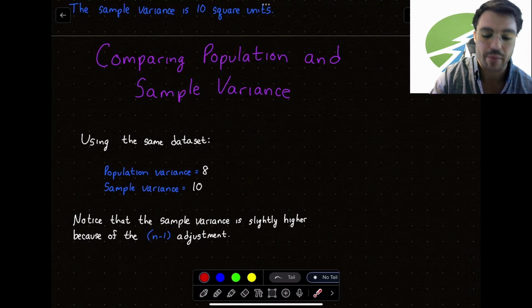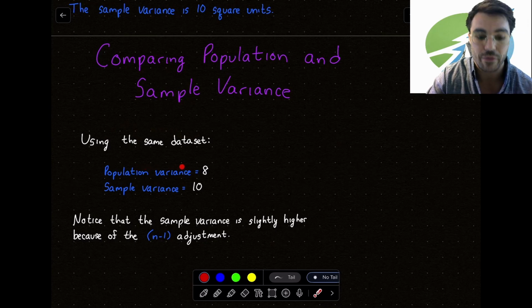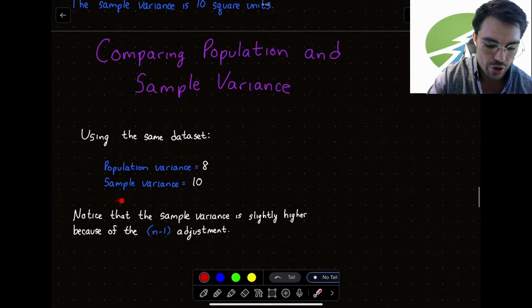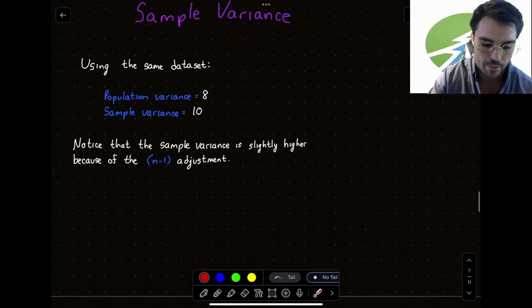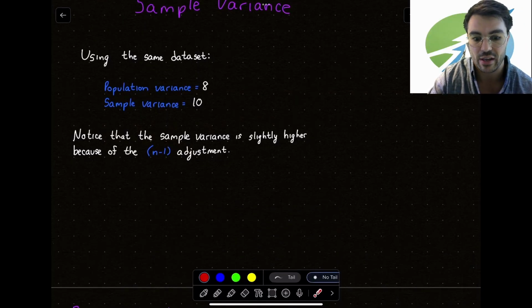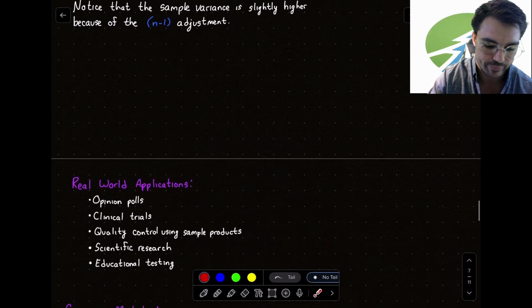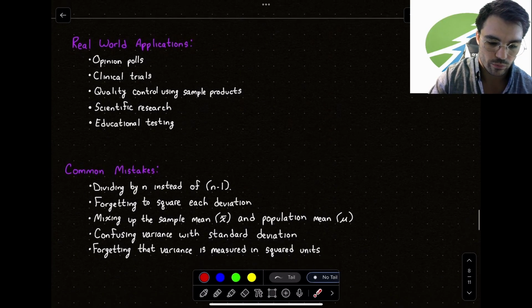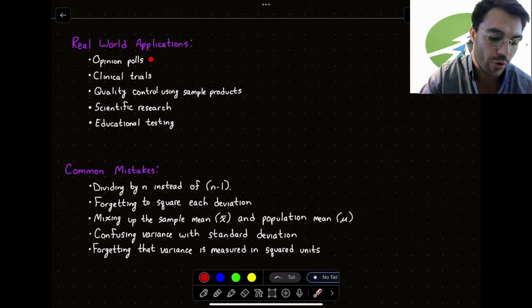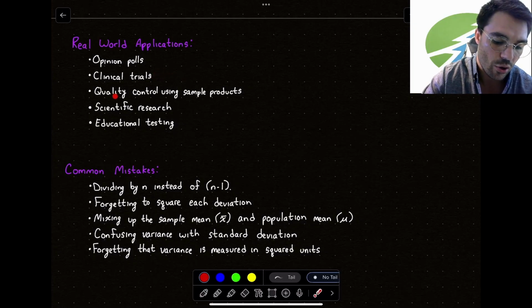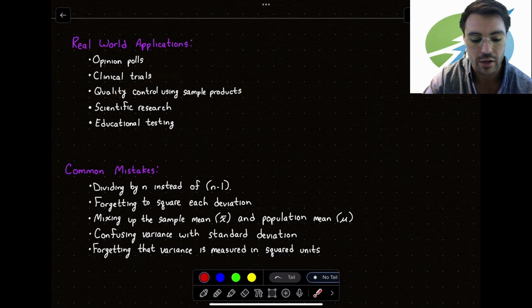Comparing population and sample variance. Okay, so using the same data set from the last video with the population variance, we get 8, and the sample variance with the same data set gives us 10. Notice that the sample variance is slightly higher because of the n-1 adjustment. This is to account for the fact we're taking it from a sample. We don't know the rest of the data. Real world applications: opinion polls, clinical trials, quality control using sample products, scientific research and educational testing.